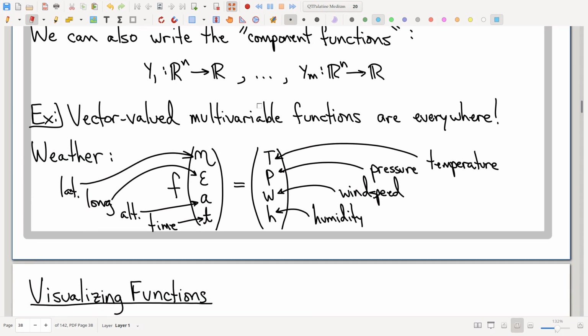And I like this example of a vector-valued multivariable function because it sounds like such a complicated thing, and in fact, all we're talking about is the weather. Right? It's a neat observation, but you can't talk about the weather without telling me where you are, longitude and latitude, how high above the ground are you. Makes a big difference. Right? It's a lot colder if you go 35,000 feet up. And when? Are you talking about the weather now, or are you talking about the weather last week?